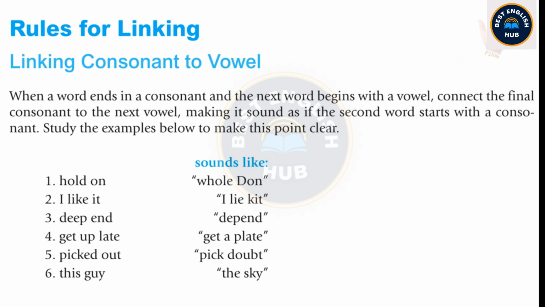Rules for linking. Linking consonant to vowel. When a word ends in a consonant and the next word begins with a vowel, connect the final consonant to the next vowel, making it sound as if the second word starts with a consonant. For example, "hold on" sounds like "hold on." "I like it" sounds like "I like it."